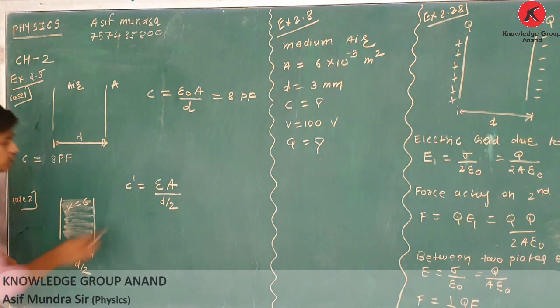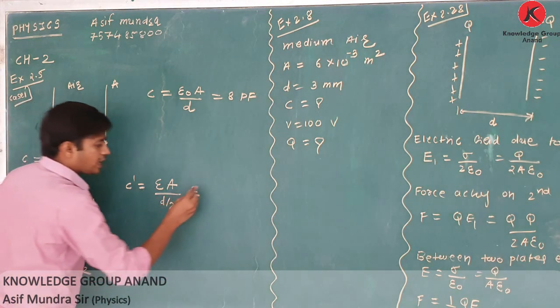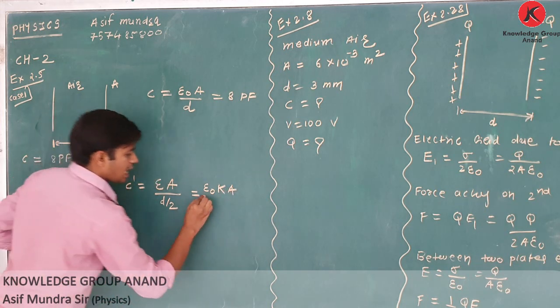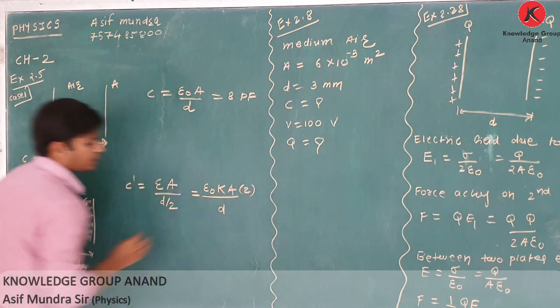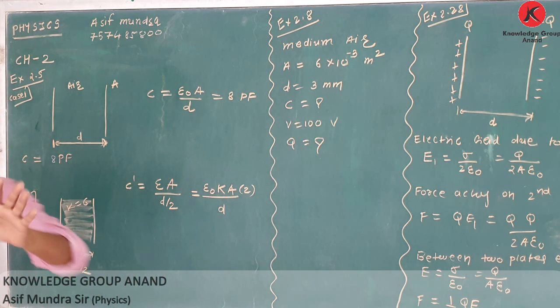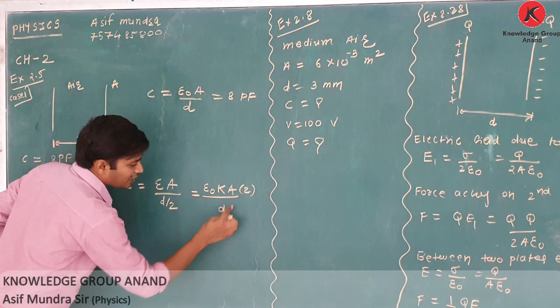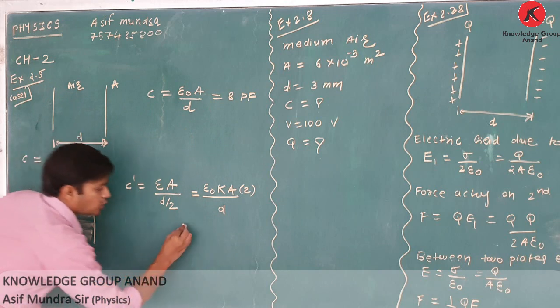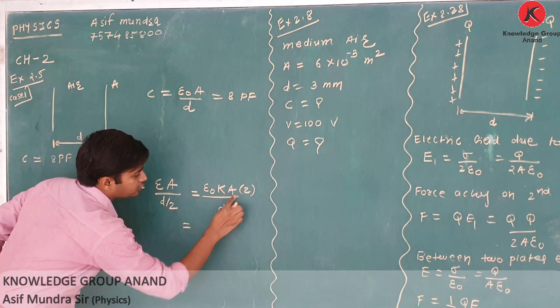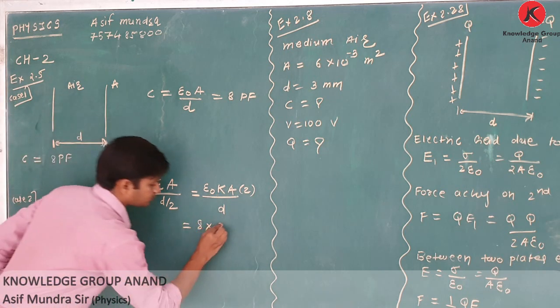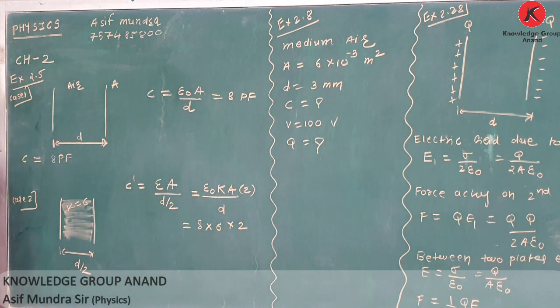Any doubt? Now this epsilon you can write as epsilon 0, okay? This A is divided by D and this 2 is in the numerator. Now we know that epsilon 0 A upon D is equal to 8 picofarad. So how to simplify this? Epsilon 0 A upon D means 8 into what is the value of K? It is 6, and here it is 2, and here it is 2. Clear?